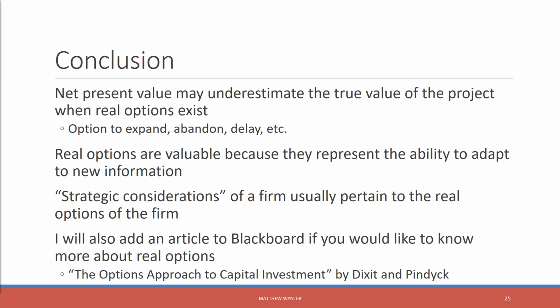Okay, so hopefully we understand how net present value may underestimate the true value of a project when a real option exists. We looked at the option to expand, the option to abandon, and the option to delay. Real options are valuable because they present the ability to adapt to new information. Strategic considerations of firms is usually a real life corollary, a real life one-for-one of this real option example.